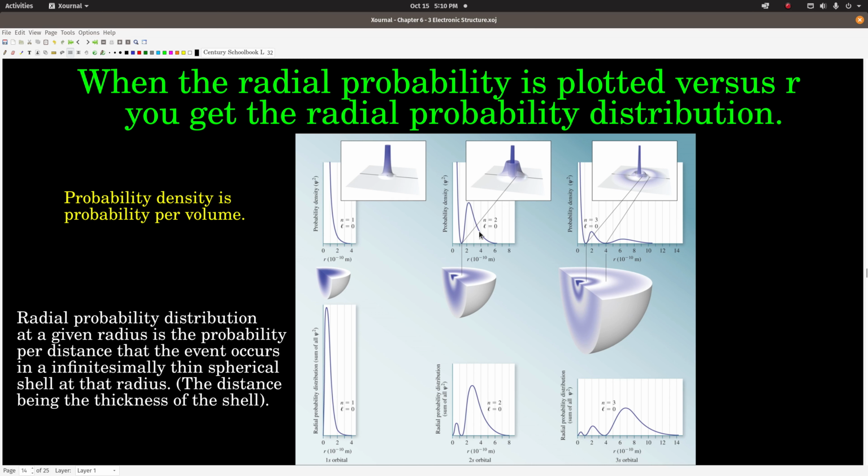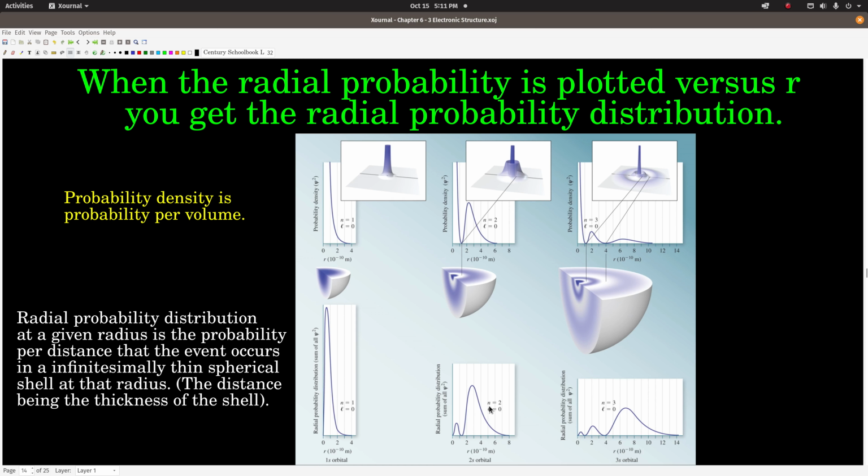A much more useful thing for us, and this is really what we think about, is what's called the radial probability distribution. Again, I'm not going to ask you if you know the difference between the two. I'm giving you background. What this is, at a given radius, is the probability per distance that the electron exists in this thin spherical shell. And if we look at these graphs down here, these are useful graphs to know.